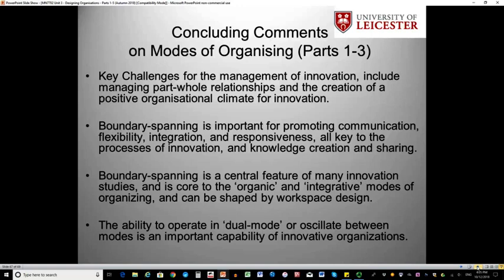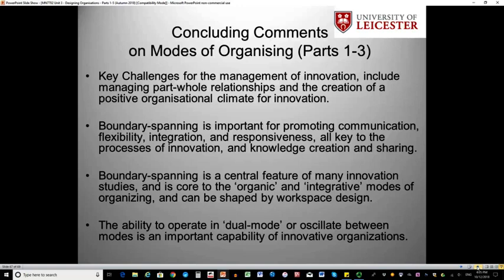and the mechanistic and segmentalist modes are linked to quality, repeating and consistency of activities. So organic and integrative are more linked to innovation, and segmentalist and mechanistic more linked to, for example, production. But there isn't really a best way of organising. It depends on your environment and it depends on the activities you're doing.